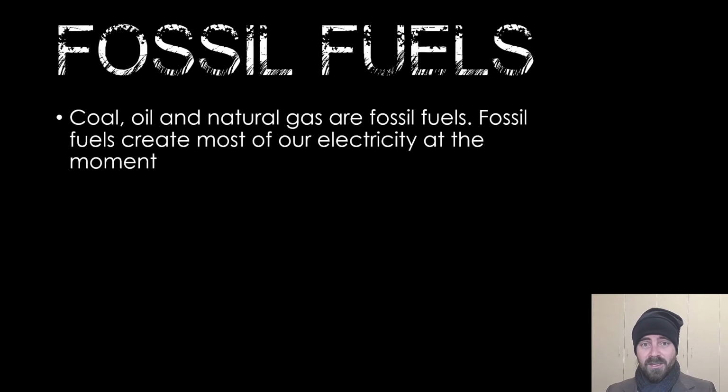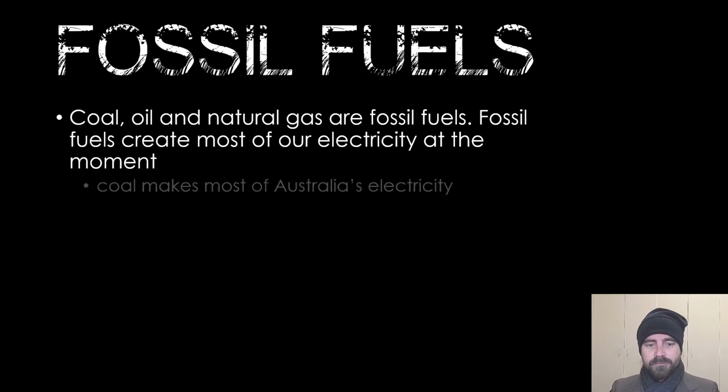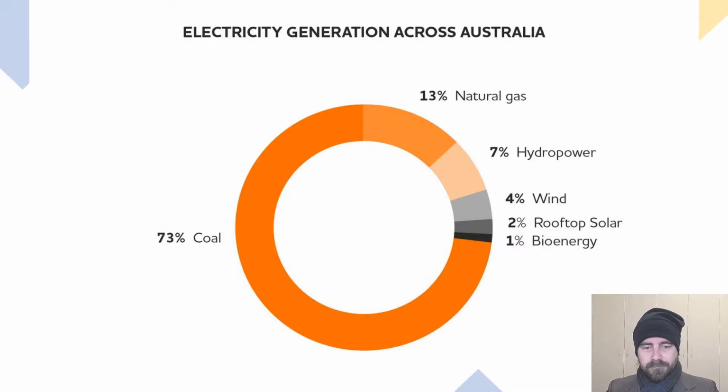In Australia, at the time of filming this video, Australia's number one source of electricity was burning coal. Disgusting, but true. Here's a look at electricity generation across Australia. So there you go. 73% of it is generated from burning coal. Now this graph is actually about 5 years old, but it's probably not that much different to now.